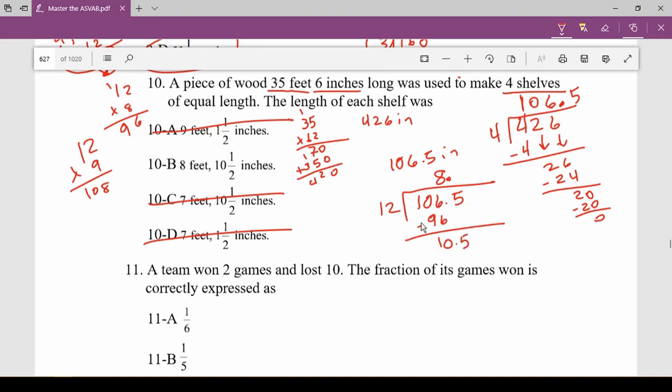So this is going to be 8 feet and 10 and a half inches, which is right here. Okay, and you got to be able to see that. 8 feet, 10.5 inches.